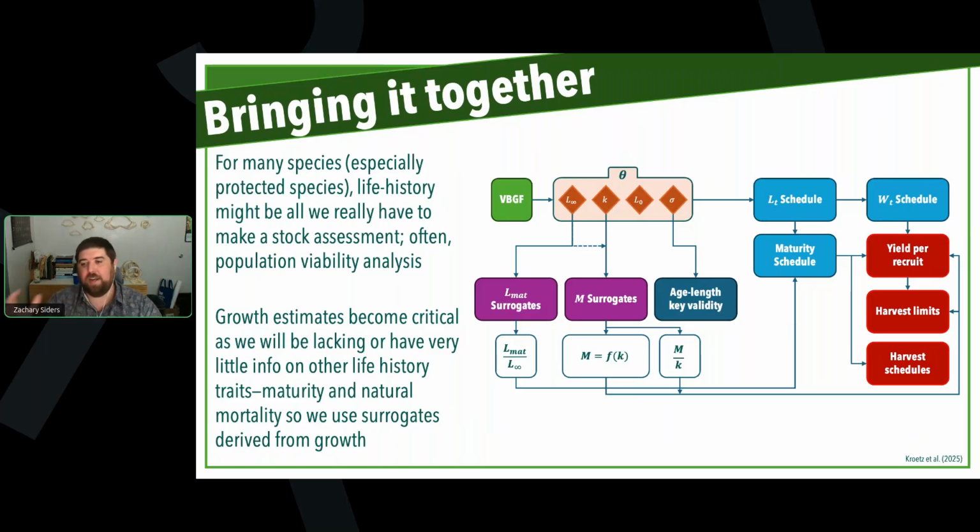And all of that information feeds forward into things like yield per recruit analyses and harvest limits or population viability analyses. So again, we end up putting a lot of weight on the growth, and we really want to make sure that we're doing it well, dealing with our sources of error and bringing all the data that we possibly can forward.